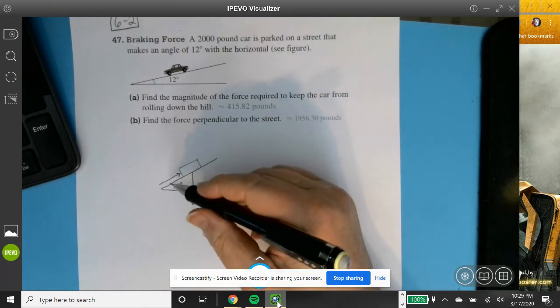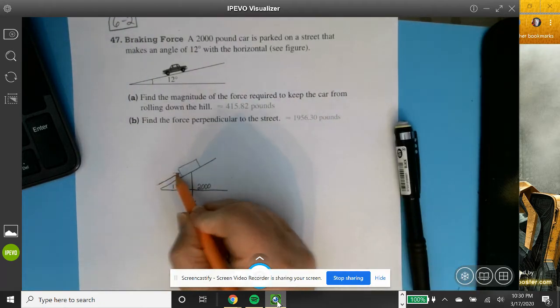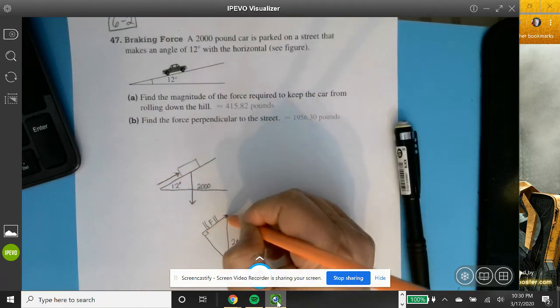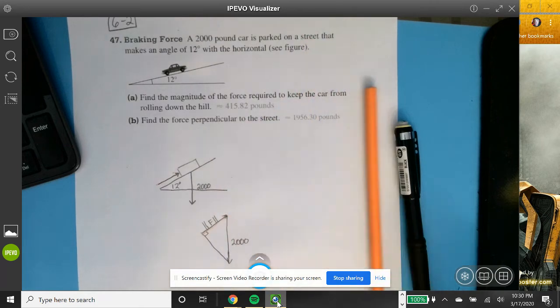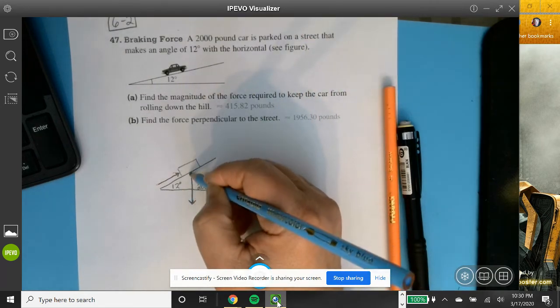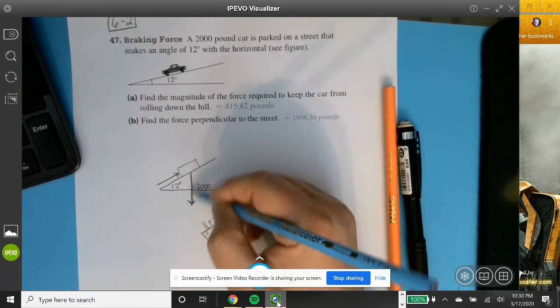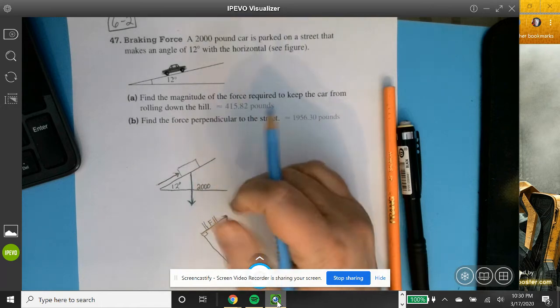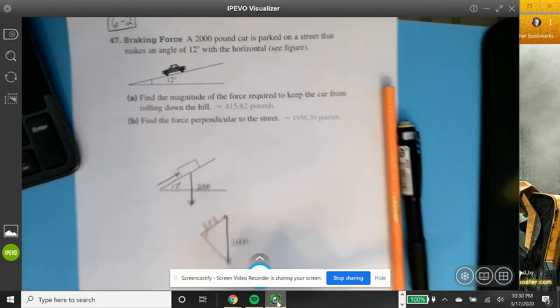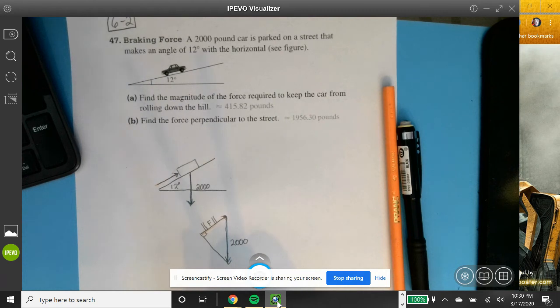Okay, so the only thing I've done is I've moved this vector right here to right here. And I've moved the mass vector, or the weight vector, to over here. That's all I've done. They are the same magnitude in the same direction. I just put them together, and then created a right triangle here. Okay. And why did I create a right triangle?